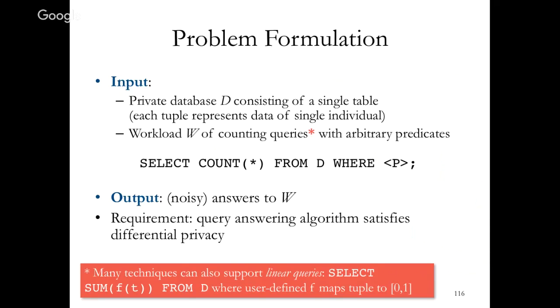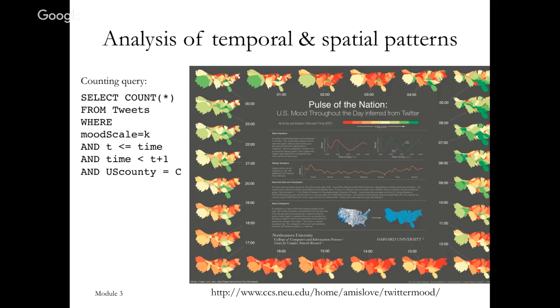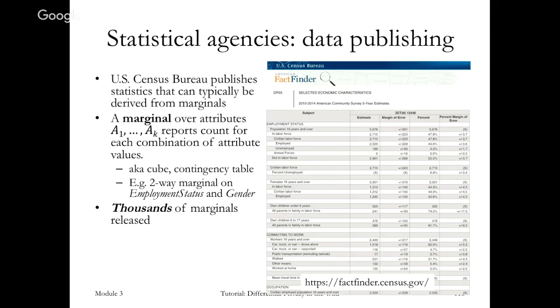Just to show you a few real-world examples. Spatial and temporal analysis: you can often break up your data by time and space and look at the number of records within a time interval or within a geographic region. Here is the mood of the US according to tweets, right? You can do some sentiment analysis on each tweet, decide whether it's happy or sad, and then count up how many tweets you have within each county and over time.